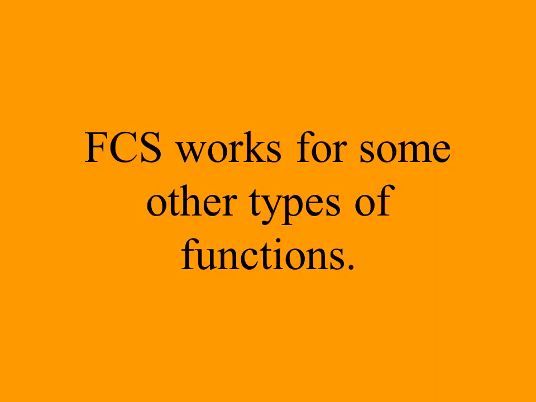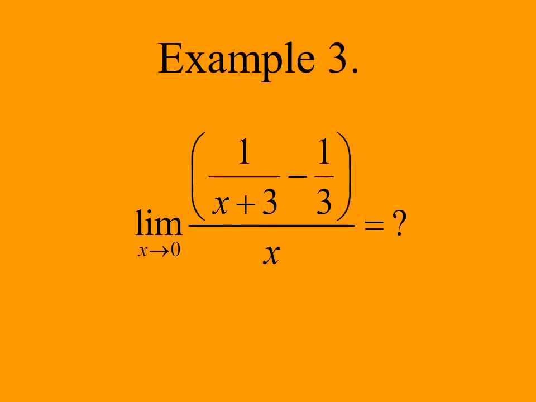The F.C.S. method works for functions other than rational functions. We illustrate this with two examples. Consider the limit as x approaching 0 of (1 divided by x plus 3 minus 1 divided by 3), all divided by x. Strictly speaking, this is a limit of a function which does not appear to be a rational function.